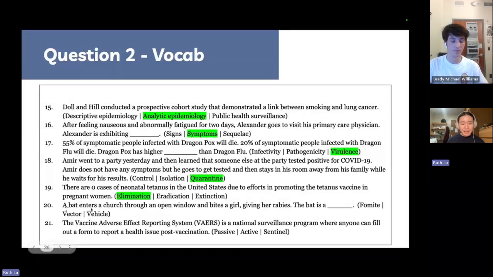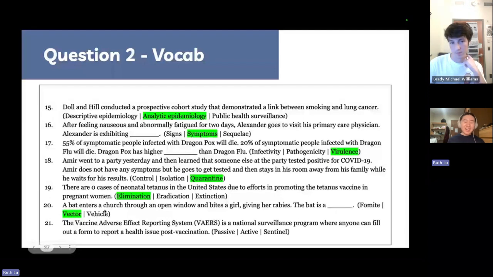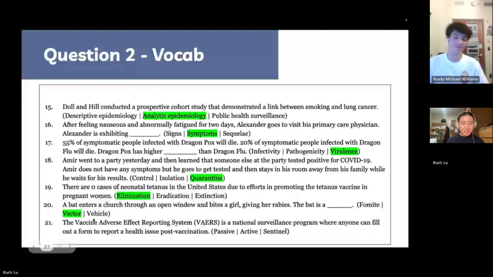Next is a bat enters the church through an open window and bites a girl, giving her rabies. Is the bat a fomite, bacteria, or vehicle? So let's think about this. In this one, the bat is a vector because it is a living thing that's spreading the disease to a human. A fomite refers to an inanimate object, like a blanket, for example. And vehicle also kind of refers to an inanimate object, but usually we mean something like food.